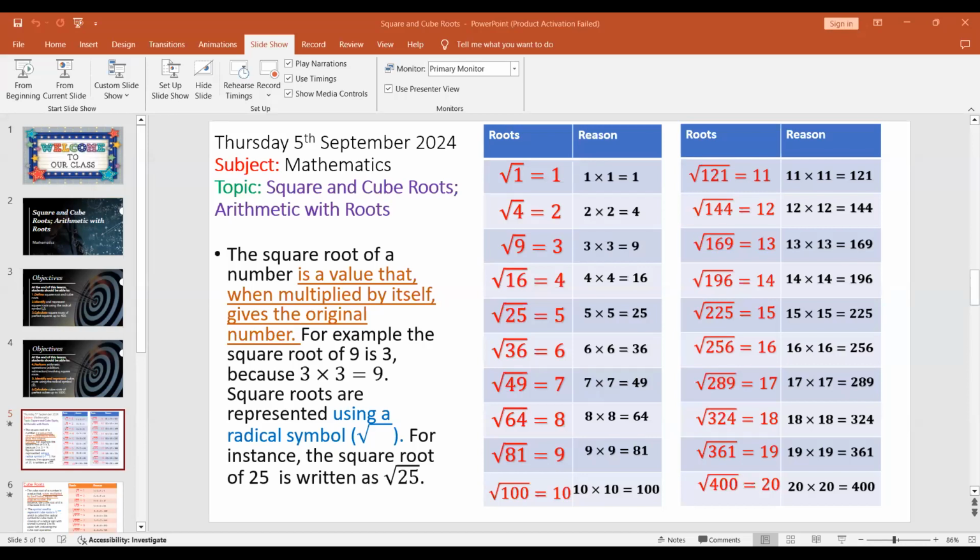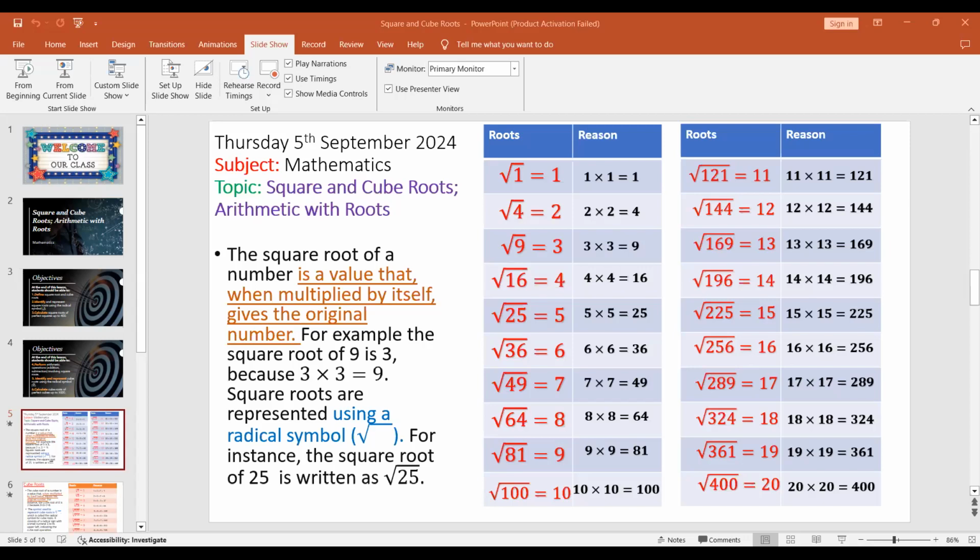Dante Davel, where's Dante? Dante Davel, are you there? I can't hear from Dante. Okay. I need all of you to take a picture of your notes and send it to me, please, via WhatsApp. Again, take a picture of your notes and send it to me via WhatsApp.